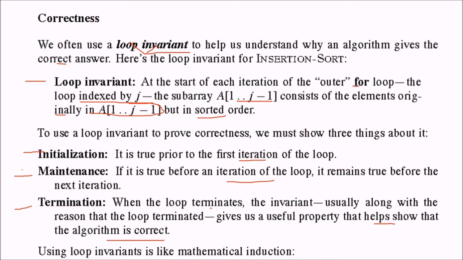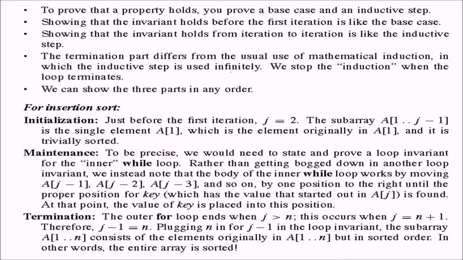And using this loop invariant is just like mathematical induction. To prove that a property holds, you prove a base case, and then you apply the inductive step. Showing that the invariant holds before the first iteration is like the base case, and showing that the invariant holds from iteration to iteration is like the inductive step. We also need a termination part, which differs from the usual use of mathematical induction, in which the inductive step is used infinitely; here we stop the induction when the loop terminates. And we can show the three parts in any order.